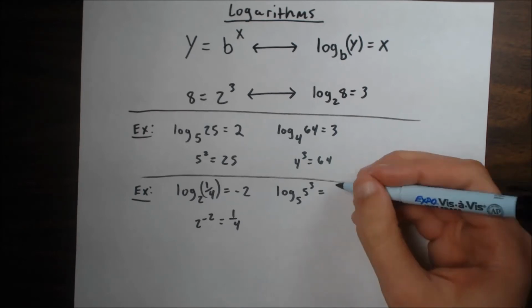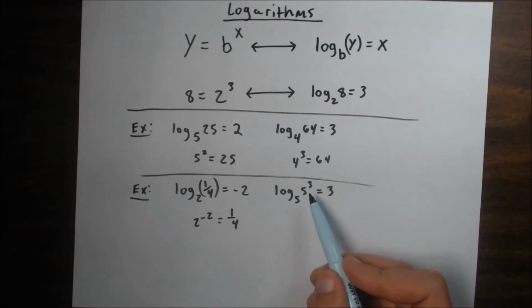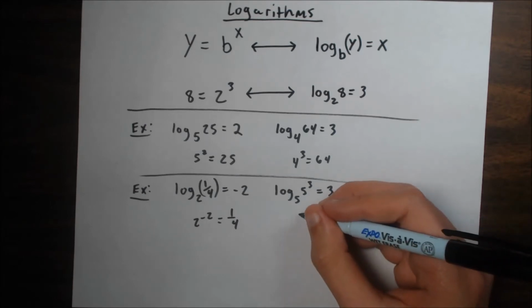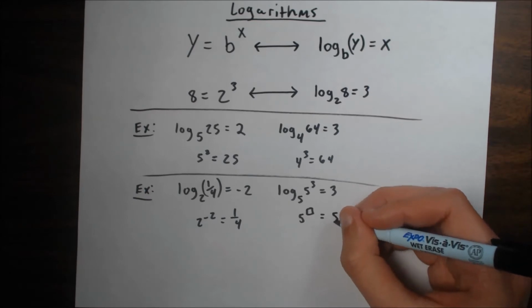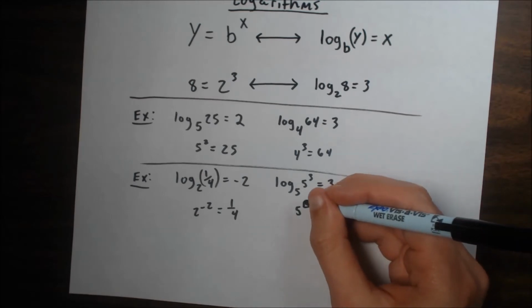The answer is 3. What power of 5 gives me 5 to the third power? 3. Why? Because here's what I'm saying. What power of 5 gives me 5 to the third power? Well, when you write it that way, it's pretty obvious, isn't it? What power of 5 gives me 5 to the third power? Of course, it is 3.